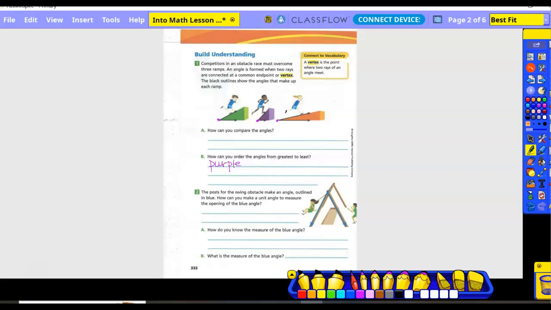Okay, and how do we know that? Is it more open? Yeah, the arrows right here are open a little bit more, right? Then which is the next color? Green, because they're not quite as open, and then the orange.